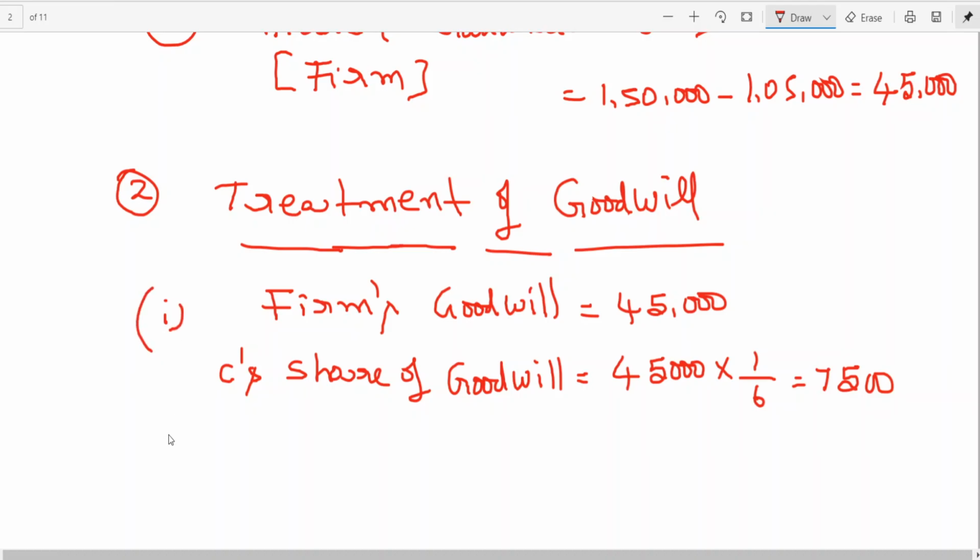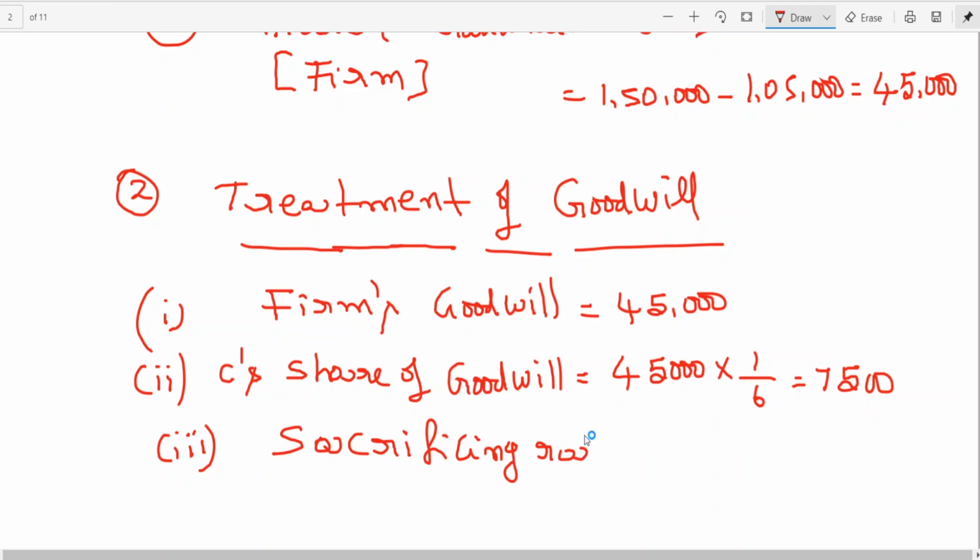This is point number 1. This is point number 2. Point number 3. We need to find out that goodwill will be credited to old partners in their sacrificing ratio, no? Whether the new profit sharing ratio is given in the problem or not, you should see. We also got the new profit sharing ratio in the problem.